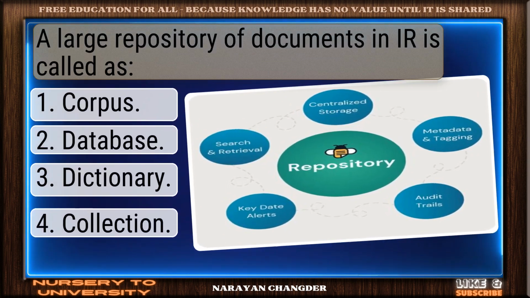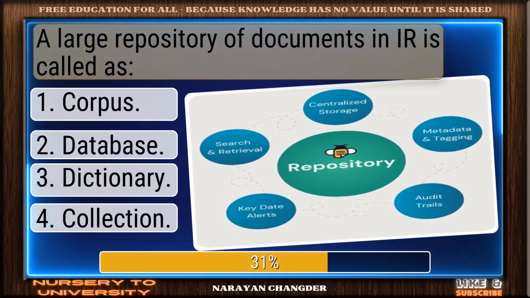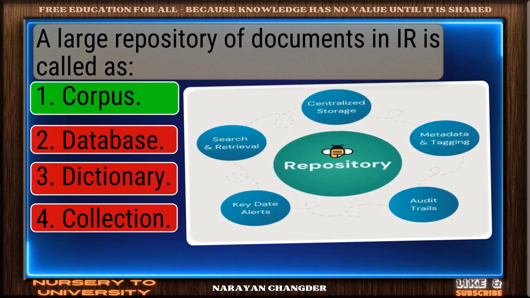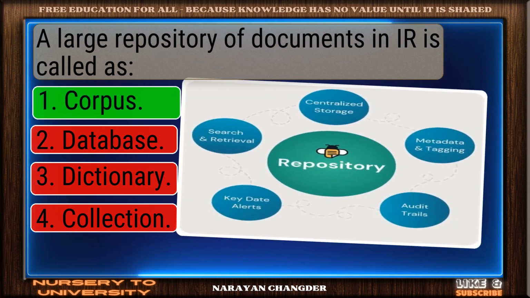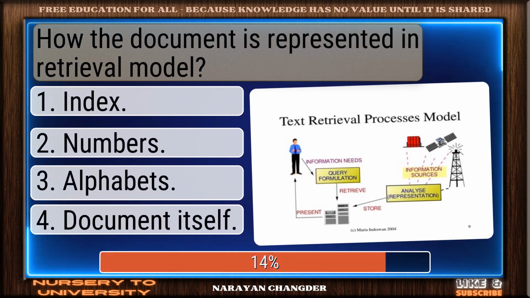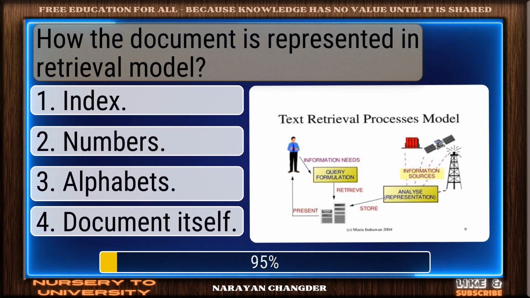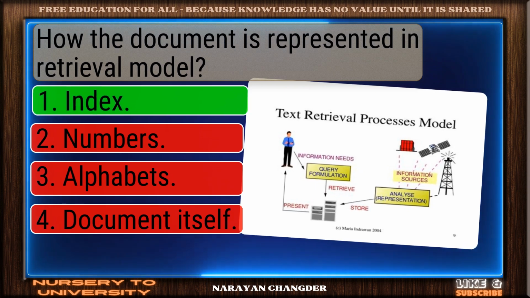A large repository of documents is called as. Excellent choice. Corpus is the right answer. How is the document represented in a retrieval model? Nice work. You chose index and it is correct.